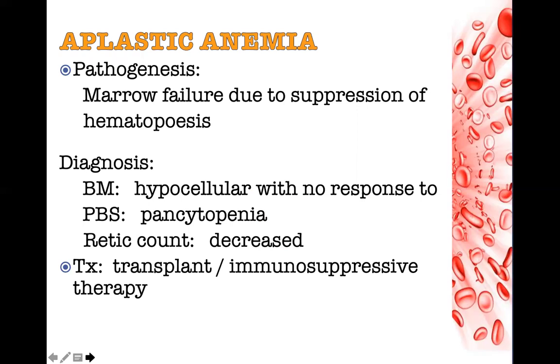First, you have aplastic anemia. So this is marrow failure due to suppression of hematopoiesis. The bone marrow may appear hypocellular with no response to treatment. The peripheral blood smear would appear to be pancytopenic, meaning all cell lines are affected. The retic count is also decreased, so most of the time treatment is bone marrow transplantation or the use of immunosuppressive therapy.